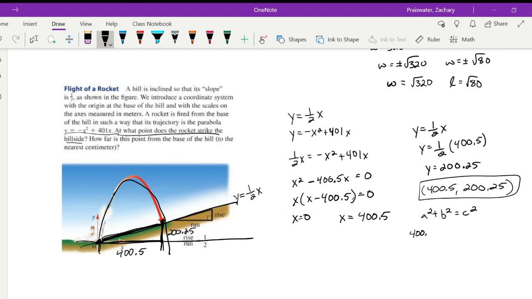So 400.5 squared plus 200.25 squared, and then take the square root of that, and that's something you can type in your calculator all at once. To get a distance of 448.